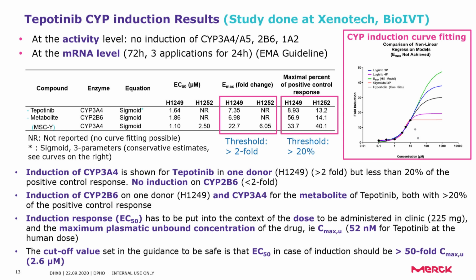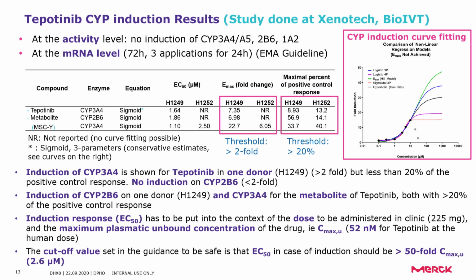The study was done at Xenotech, and I was the monitor of this. At the activity level, meaning measuring CYP activity, there was no induction of 3A4, 2B6, 1A2. We also did the mRNA study for 3 days, changing and exposing the cells 3 times for 24 hours. It was in compliance with the EMA guideline.